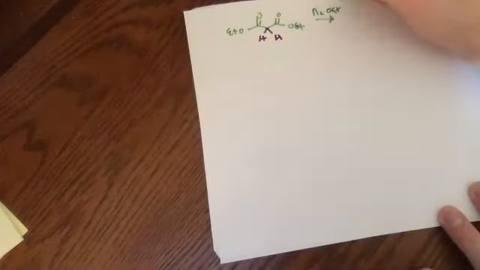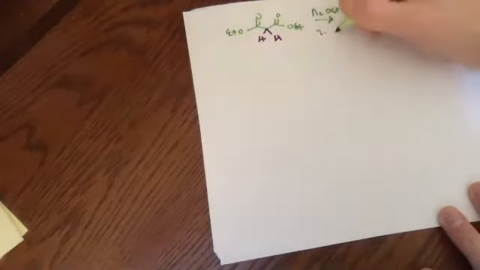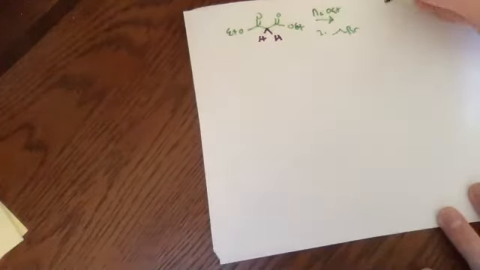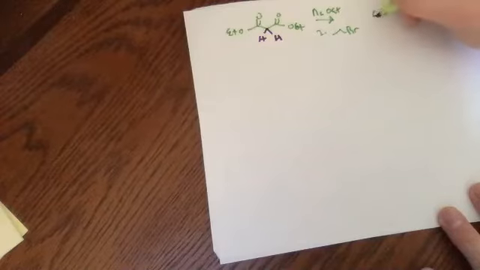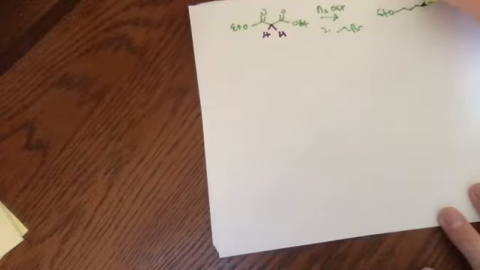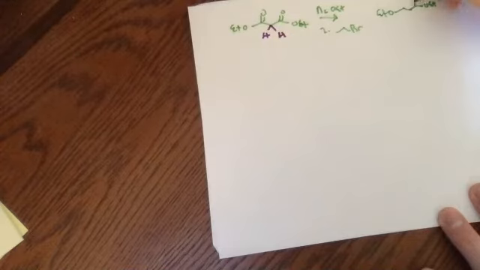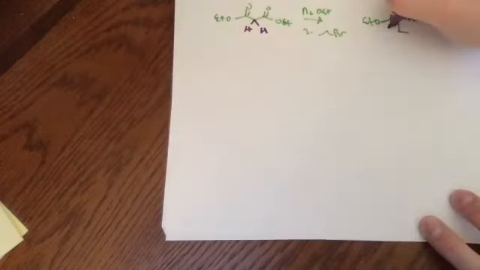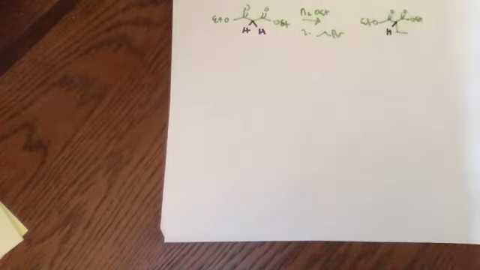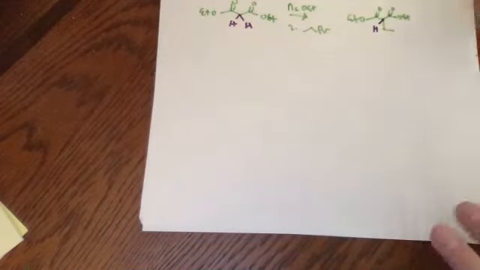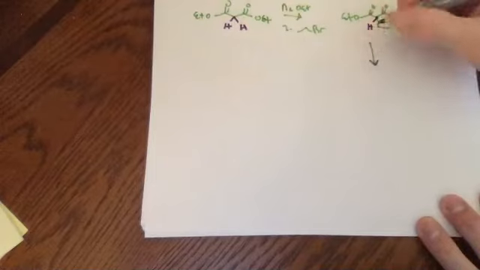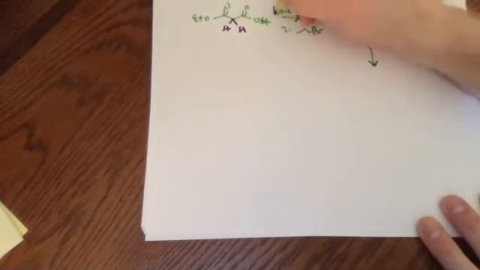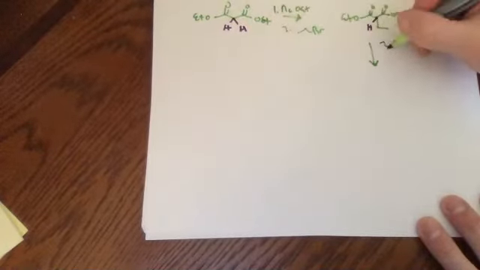NaOEt followed by ethyl bromide, I can add the ethyl group. And I still have another proton on there, which means I can do it again. So I can add something different. So if this is all one thing, you could make this 3.